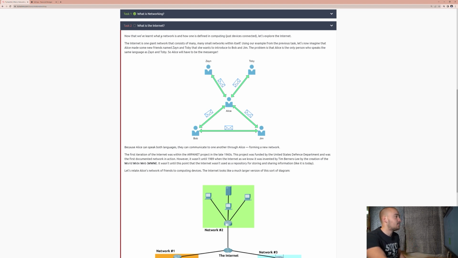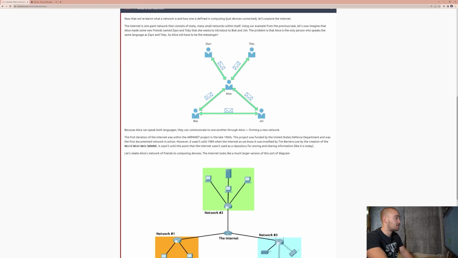So now that we've learned what a network is and how one is defined in computing, let's explore the internet. The internet is one giant network that consists of many, many small networks within itself. Using our example from the previous task, let's now imagine that Alice made some new friends named Zane and Toby that she wants to introduce to Bob and Jim. The problem is that Alice is the only person who speaks the same language as Zane and Toby, so Alice will have to be the messenger. Because Alice can speak both languages, they can communicate to one another through Alice, forming a new network.